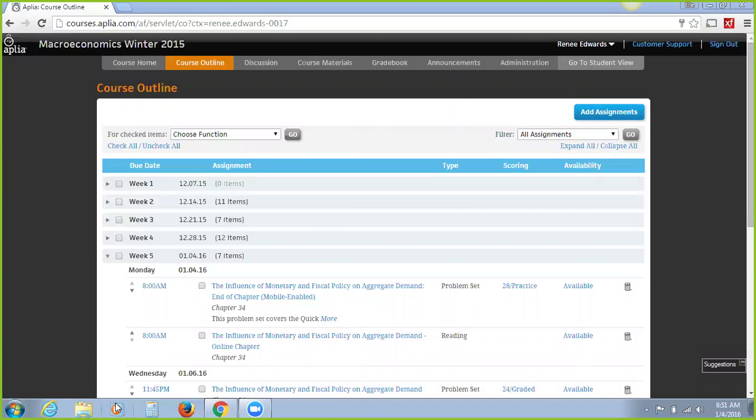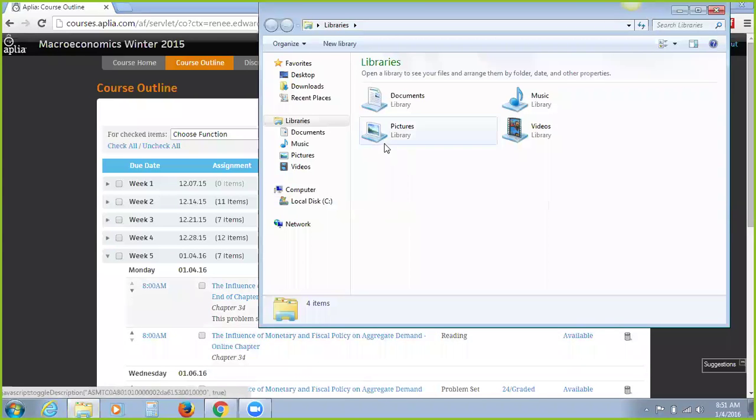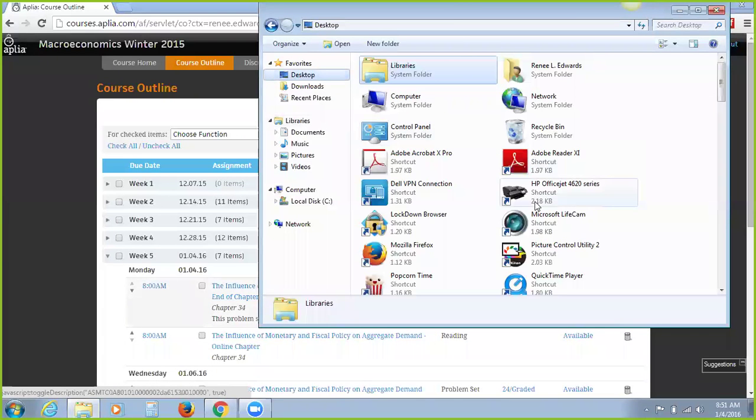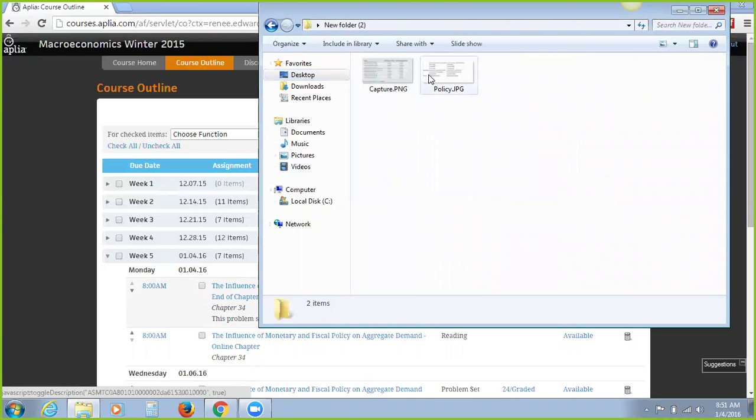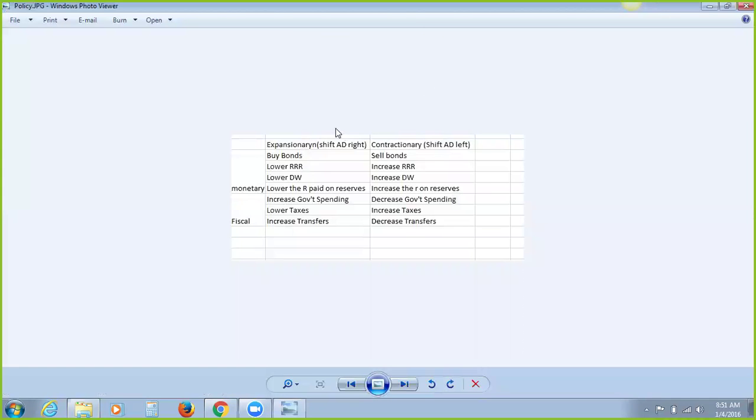So for the exam, make sure that you have a good understanding of what monetary and fiscal policy are. I've got a list of them here. There's expansionary policy and contractionary policy, and they're broken out into monetary policy and fiscal policy. Yeah, I misspelled that, expansionary.